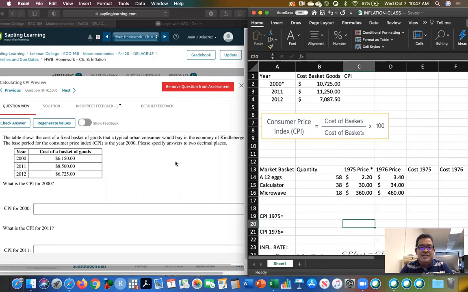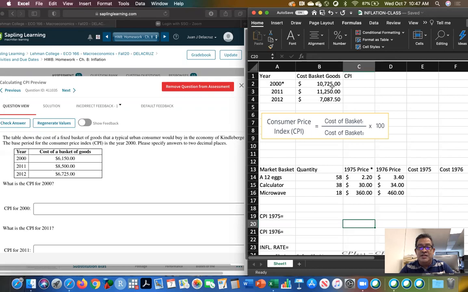The question says the table shows the cost of a fixed basket of goods that a typical urban consumer would buy in the economy of Kinderberg. The base period for the consumer price index is the year 2000, right? Please specify the answers to two decimal places. So you have to create values for the CPI, right? So that's what I did.